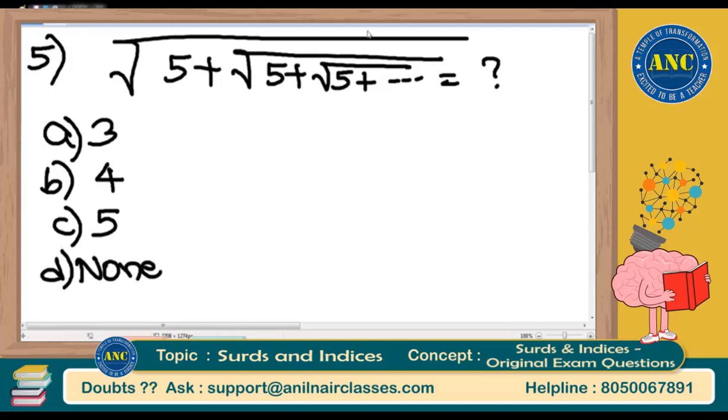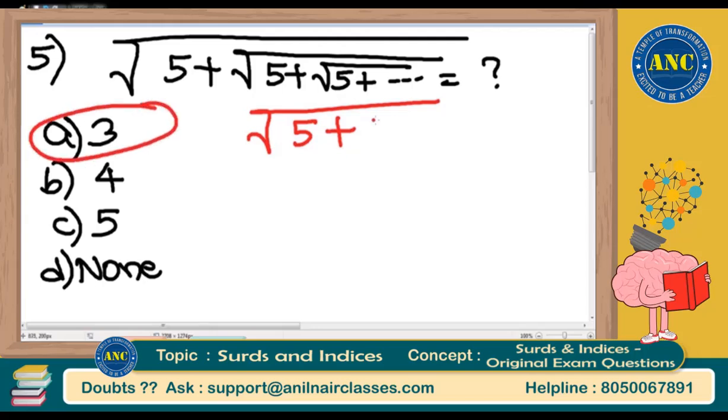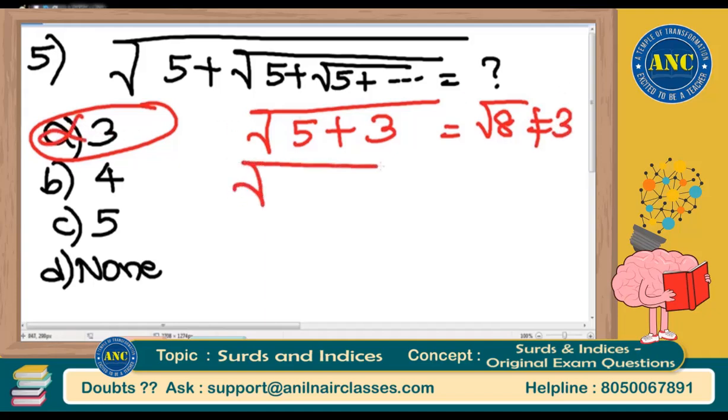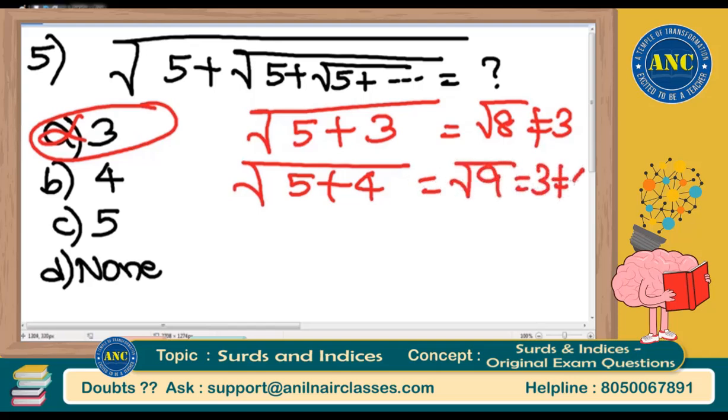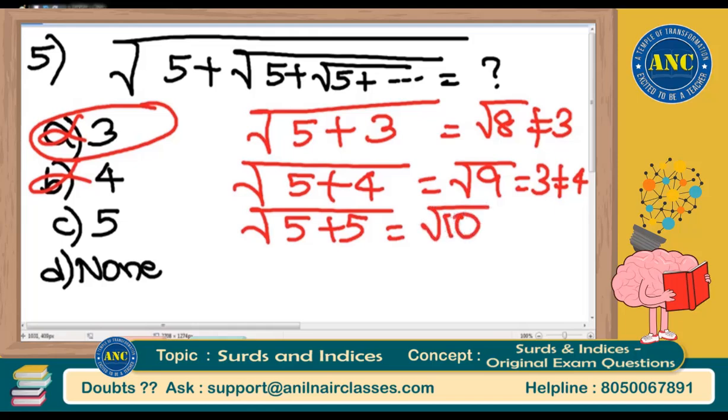Now listen carefully, sir. Beautiful question. If I take the first option, square root of 5 plus 3, if I assume it as 3, is root 8. That is not equal to my assumption 3, ruled out. Square root of 5 plus 4 is root 9, which is equal to 3, but my assumption is 4, not equal, ruled out. Third option, square root of 5 plus 5 is root 10, but my assumption is 5, root 10 is not equal to 5, ruled out. Answer should be none of these.